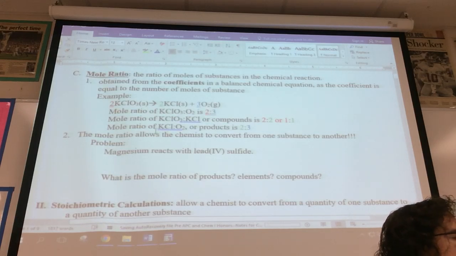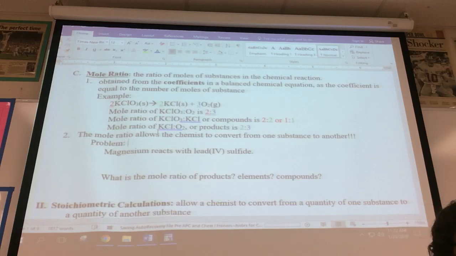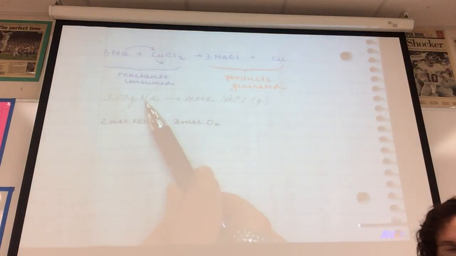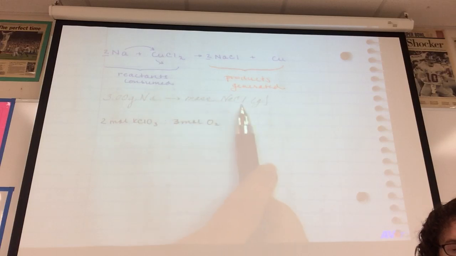The mole ratio is extremely useful. It is the only way to convert from one substance to another. And in this particular chapter, you are going to be given a quantity of one substance and asked for the quantity of a different substance. And the only way that you can go from one substance to another is through the mole ratio.